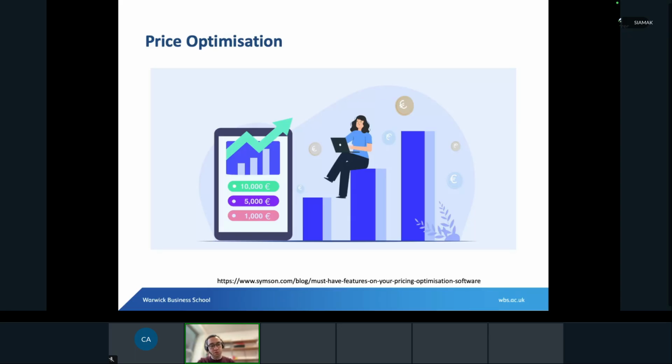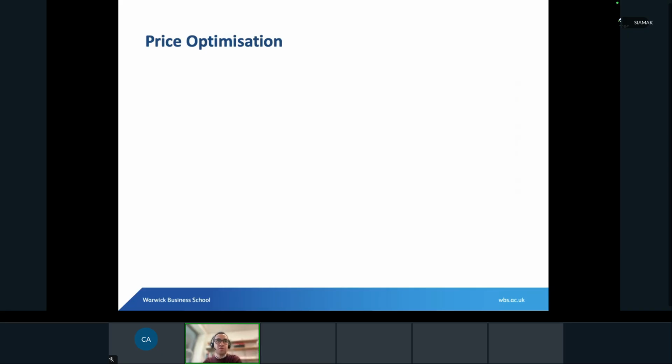There are other products where you decide on the prices based on other criteria. And when you decide on the price, essentially you want to maximize your profit or revenue. This is price optimization: deciding on the price that will provide you with the maximum profit or revenue. At the end of the day, revenue is profit for you.